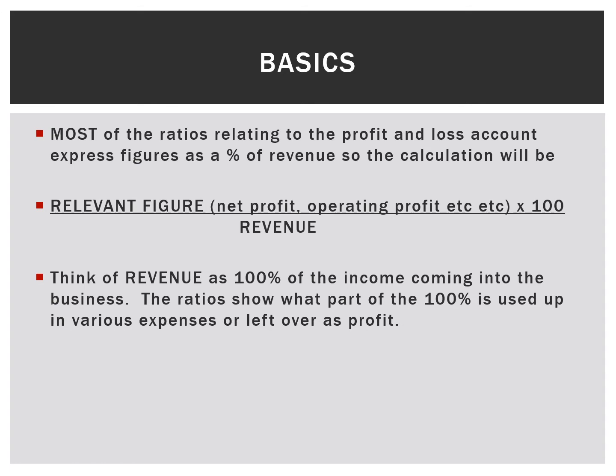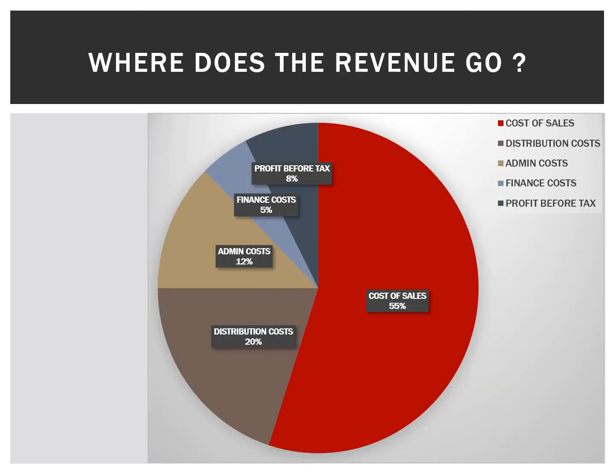So revenue is the 100%, and we're showing how much of that income is used up for each item in the profit and loss account. We can show this as a pie chart. The pie represents the revenue received, and we're showing here where that money has gone. So 55% in this case of the money received from customers is used up buying or manufacturing the goods that are sold. 20% of it goes in distribution costs, 12% in admin, and so on.